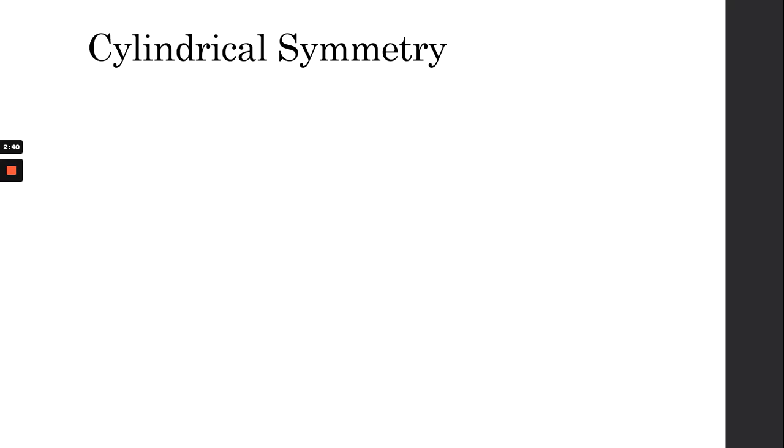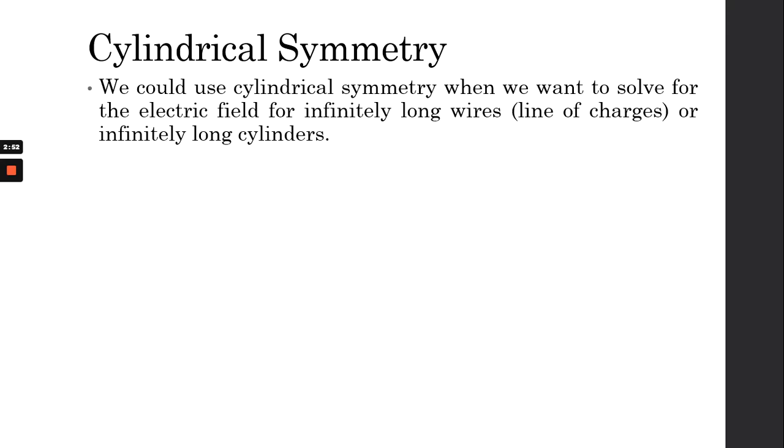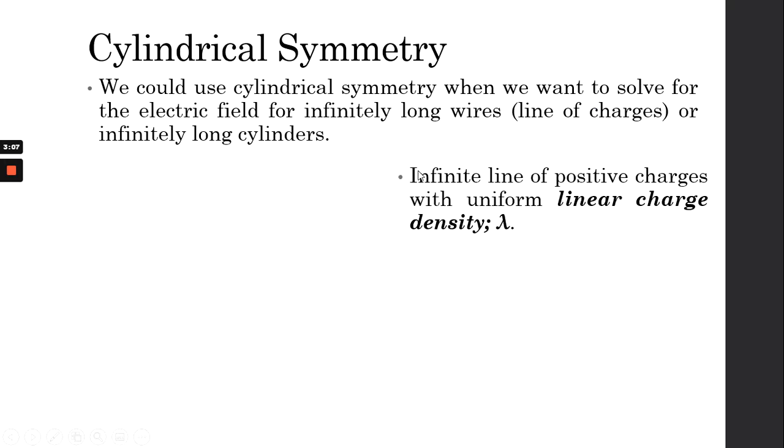Let's begin with cylindrical symmetry. Cylindrical symmetry is a Gaussian surface that we create if we want to find a certain electric field on a long wire. So what do we mean by that? For example, you have this long wire, or this infinitely long wire, and if you think of a long wire, you may think of this as a line of charges.